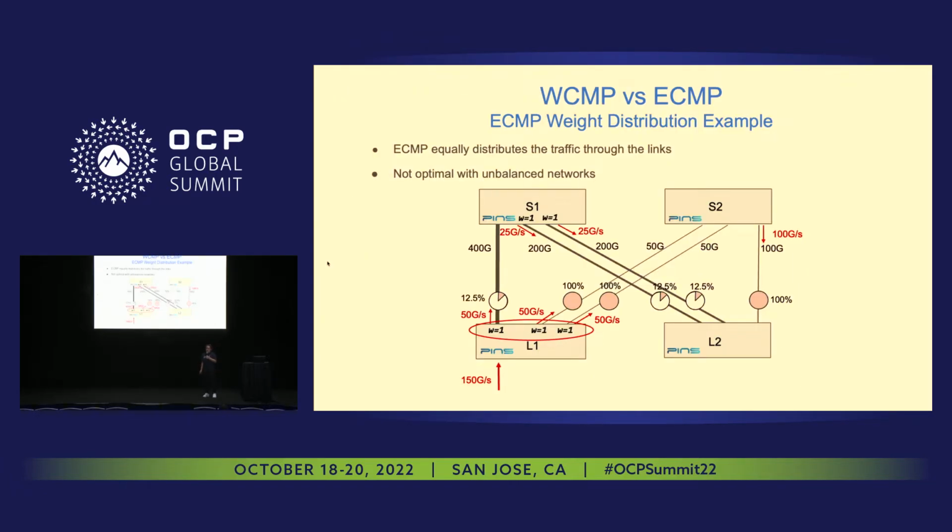So as an example of how WCMP can improve ECMP, consider a 2x2 fabric of leaf and spine switches. This scenario is heavily unbalanced. We have 400 gig links. We also have 50 gig links. If we use ECMP in this case, and we want to send traffic from L1 to L2, the weights will be 1. So what happens here is that some links are fully saturated, the other links are underutilized. So this is not the optimal case.